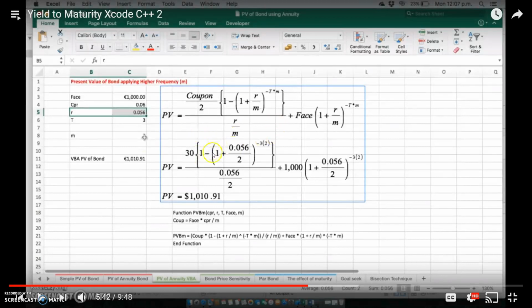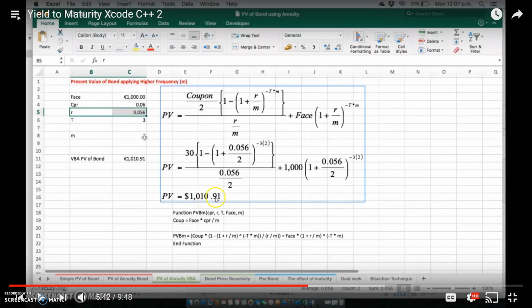So here, for instance, is an example where we went in the other direction, where we actually knew the face value, the coupon rate, the discount rate, and the time period, and the frequency of the compounding is twice a year. And to estimate the present value of the bond, if we discounted the coupon using a present value of annuity structure, and discounted the face value of the bond, the present value of the bond would be 1010.91.